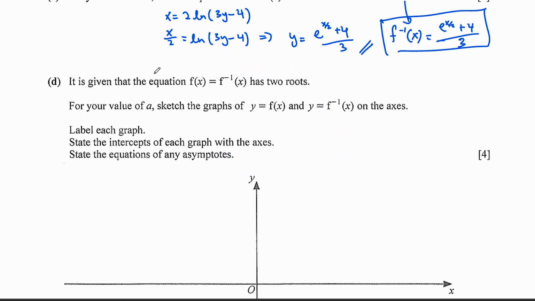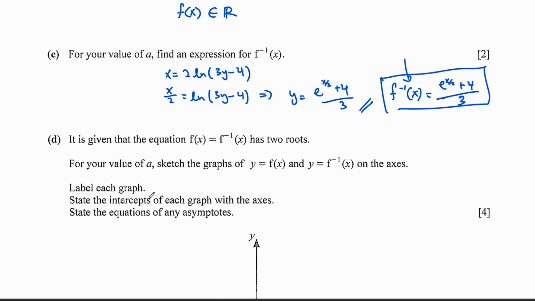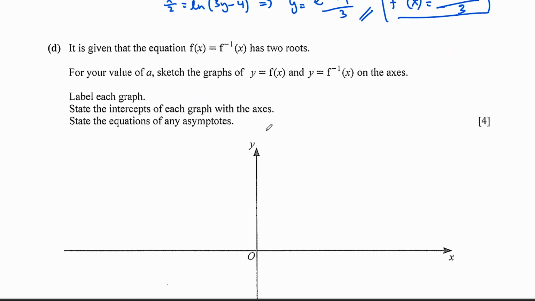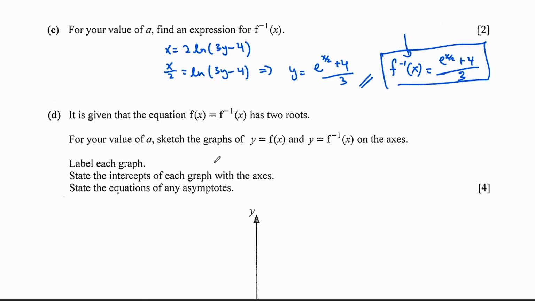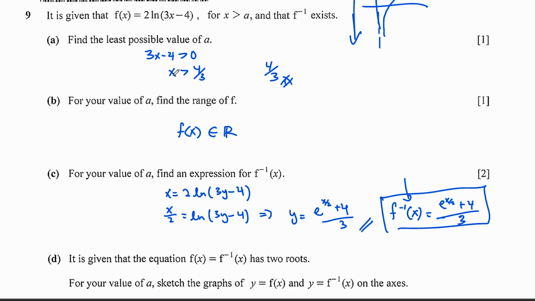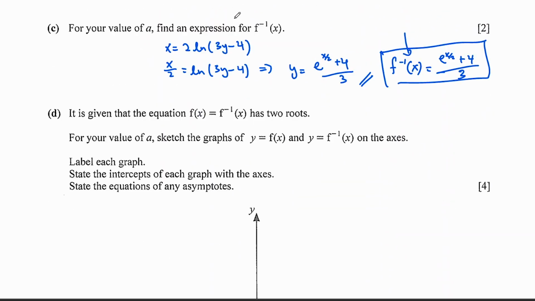Okay, and it's given that the equation f equals to f inverse has two real roots, meaning they intersect twice. And for your value of a, sketch the graph of the function and the inverse function, label with the intercepts and the asymptotes. Okay, so first I'm going to sketch the natural log graph. Since that is the inverse, that's the original function.